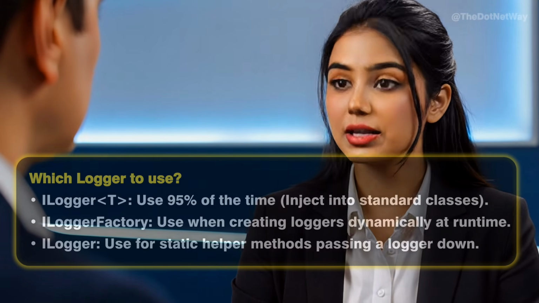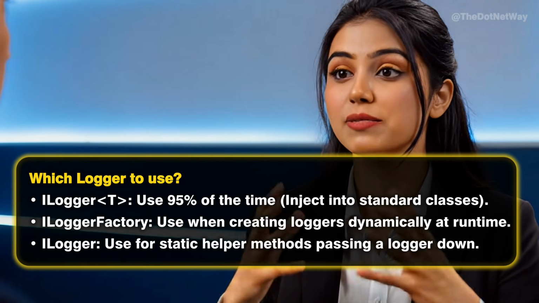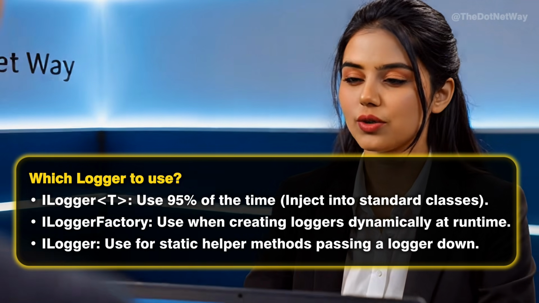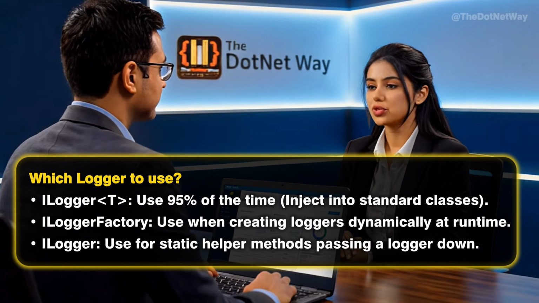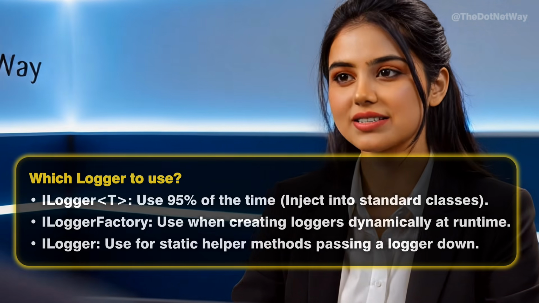Here is a classic interview question. .NET provides ILogger, the generic ILogger of T, and ILoggerFactory. When should a developer use which? In 95% of cases, you should inject the generic logger into your classes. The T is the class you are currently in. This automatically tags all logs from that class with the class name, making them easy to filter. You only use LoggerFactory if you are writing infrastructure code where you don't know the type at compile time and need to create a logger dynamically. And you rarely use the non-generic logger unless you are passing a logger down into a helper method that doesn't need its own category.